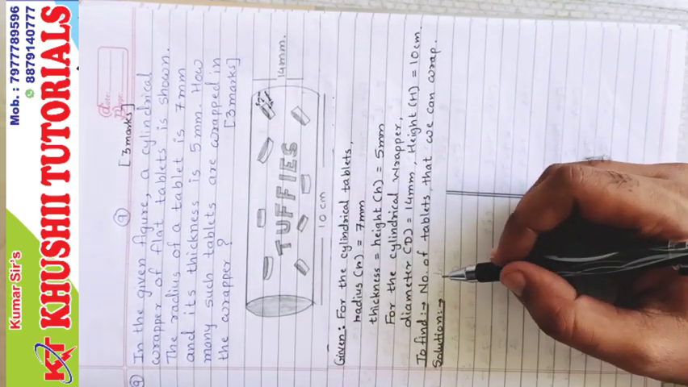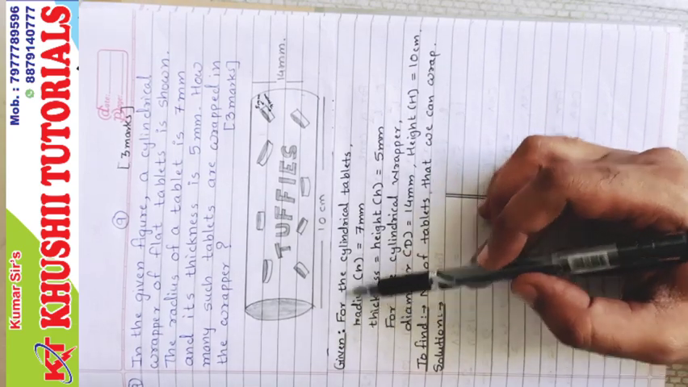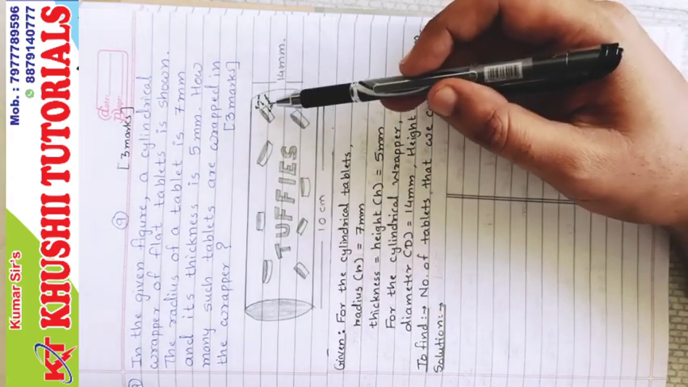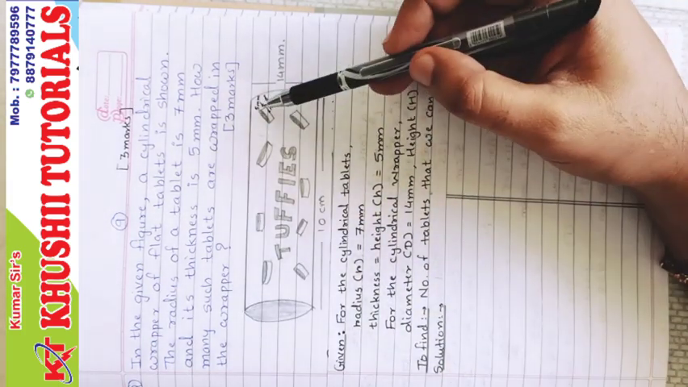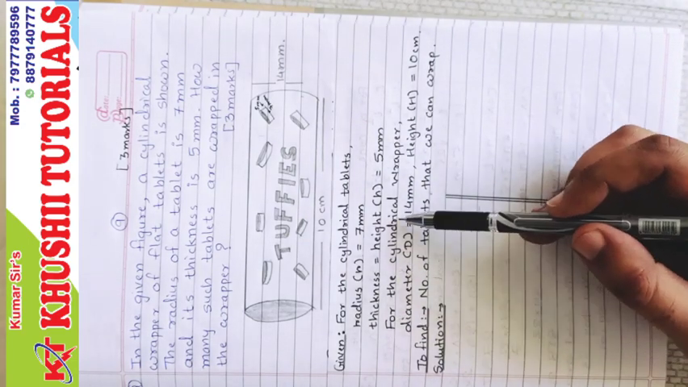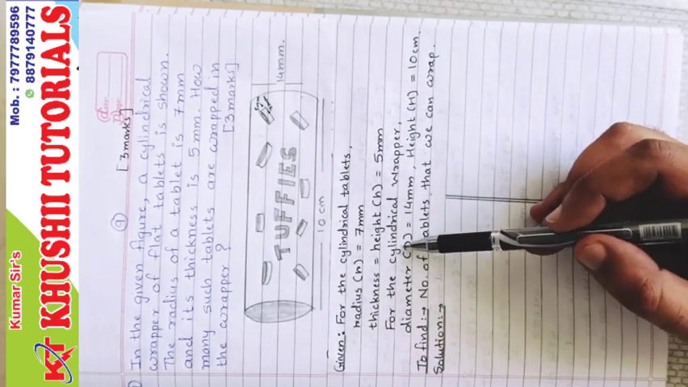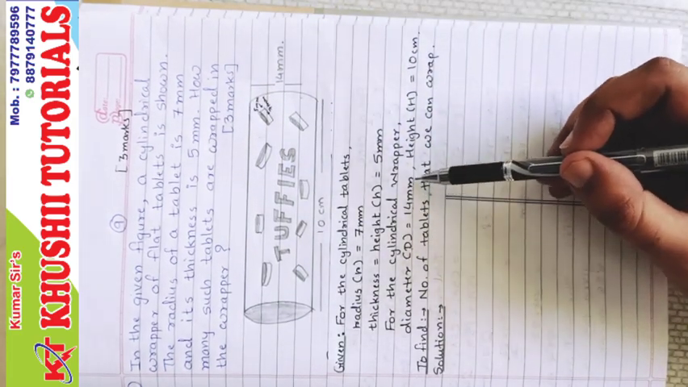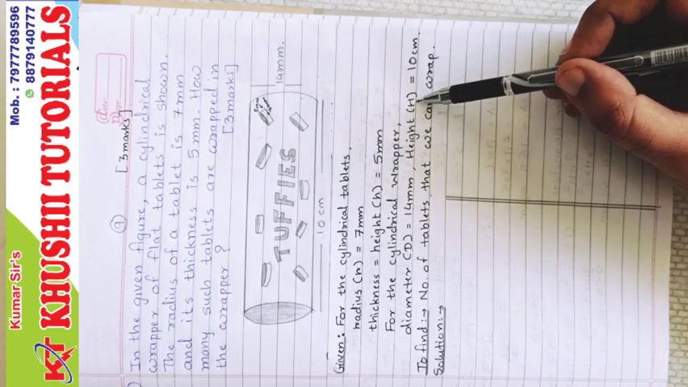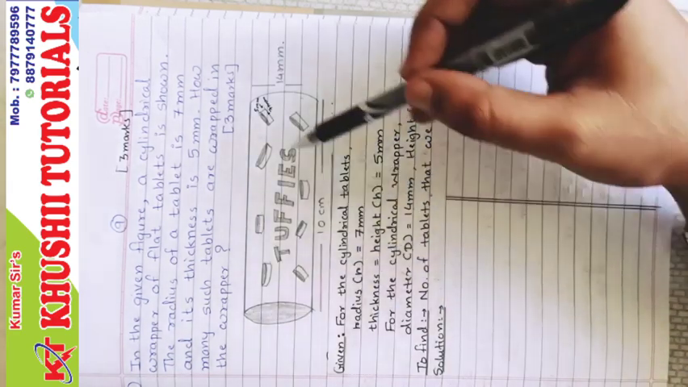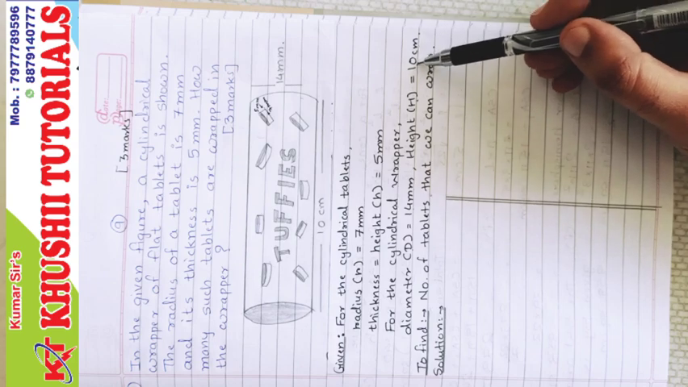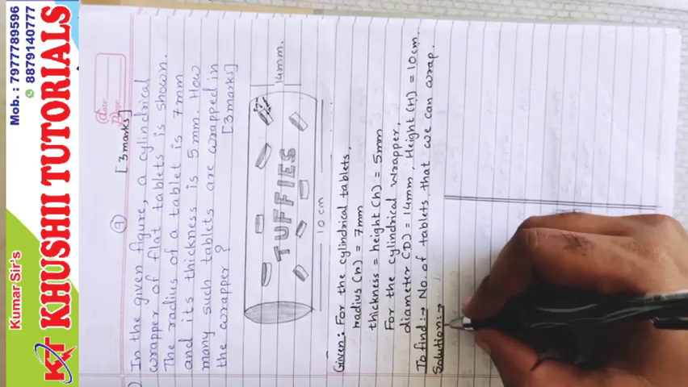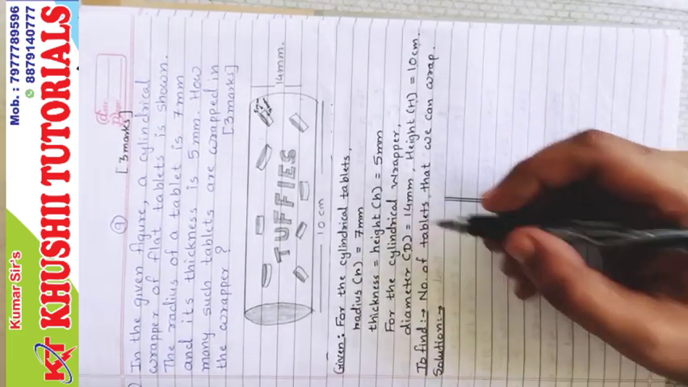So solution, I have already written given for cylindrical tablet, radius r 7 millimeter, for tablet, thickness height h 5 millimeter. For a cylindrical wrapper, diameter d. Why capital D? Because it is of bigger object, so I have written capital letter D, 14 millimeter, which is given, and height capital H, because it is height of a bigger cylinder, which is 10 centimeter. Now we need to convert 10 centimeter into millimeter. So first of all, we will convert diameter into radius because we don't want diameter.